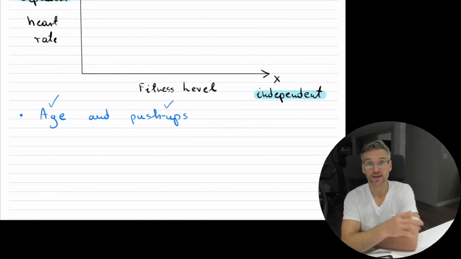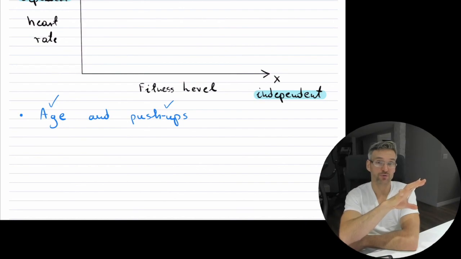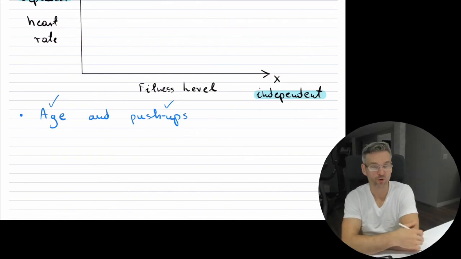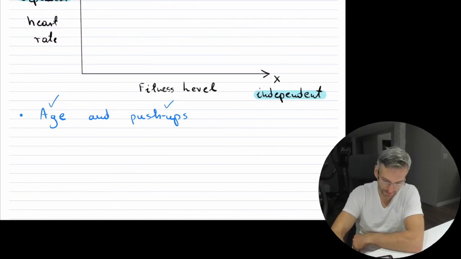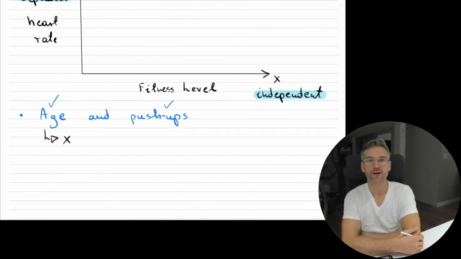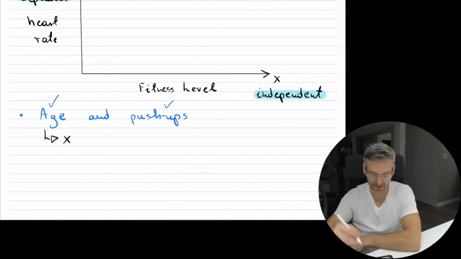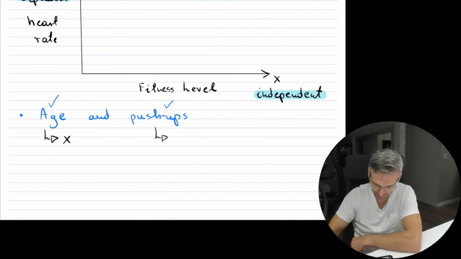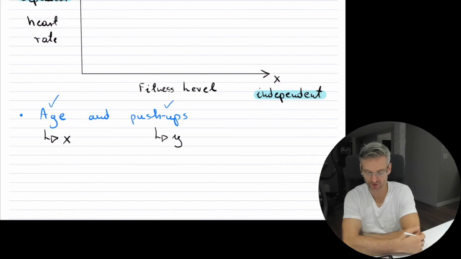So now, which one would be dependent and which one would be independent? That will, of course, depend on the actual hypothesis that you have. But you can hopefully see that your age most likely will be your independent variable, where your age will impact the number of push-ups that you could possibly do. So this would be your Y, which is your dependent, and that's the number of push-ups that you have.